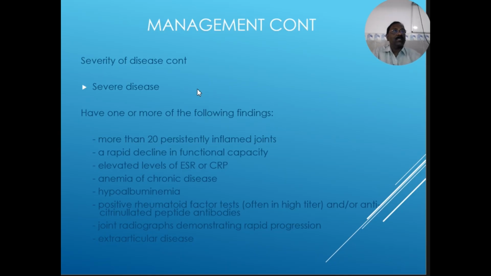Hypoalbuminemia. So the total protein is 6, albumin is 2.3, globulin is 4.5. Reversal of the albumin-globulin ratio. Positive factors with very high titers: anti-CCP and rheumatoid factor are very positive, and the X-ray shows rapid progression and also destruction of the joints, and they also have extra-articular disease like interstitial lung disease or hepatic or renal involvement, etc. So this is the very severe disease.